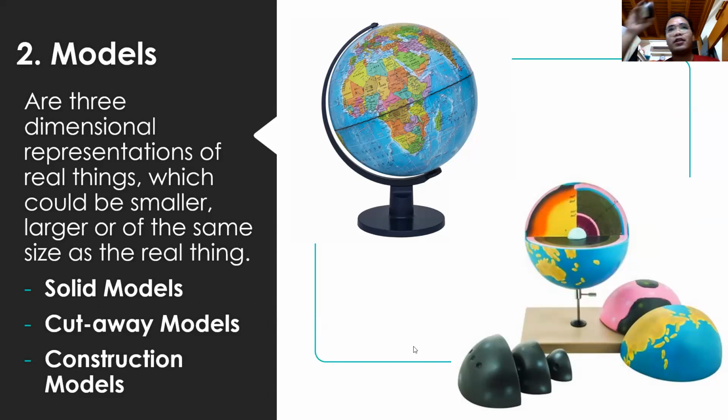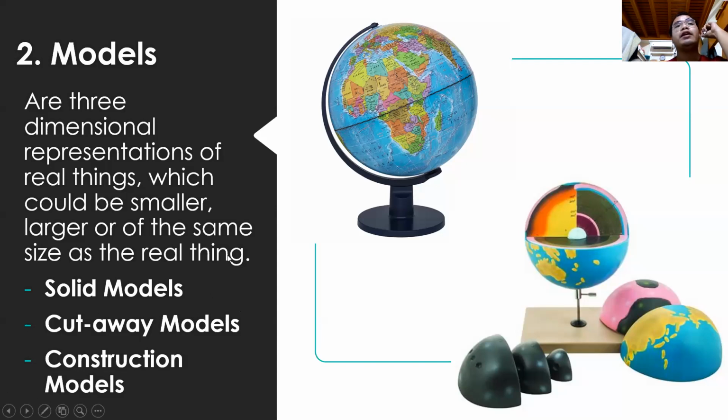An example, ito nakikita nyo, yan. Yung harap niya, 2-dimensional lang yan. Pero pag ginanyan ko, it becomes a 3-dimensional. Okay? So, yun ang pagkakaiba ng 2D tsaka 3D. It's only a plane for 2D. It's solid for 3D. So, ano ang iba't ibang klase ng models? Meron tayong solid model, meron tayong cutaway model, at meron din tayong construction models.